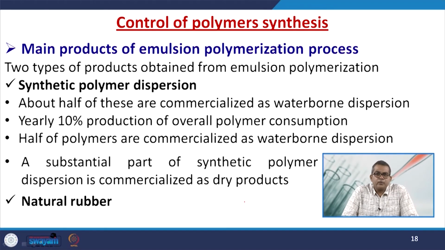Now, there are two types of products you can obtain from the emulsion polymerization. One is the synthetic polymer dispersion. So, usually half of these are commercially available as a waterborne dispersion. Now, yearly 10% of the production of overall polymer consumption is attributed to this emulsion polymerization in situ, the polymer dispersion. Half of the polymers are commercialized as waterborne dispersion. Usually a substantial part of synthetic polymer dispersion is commercialized as a dry product, and foremost is the natural rubber.